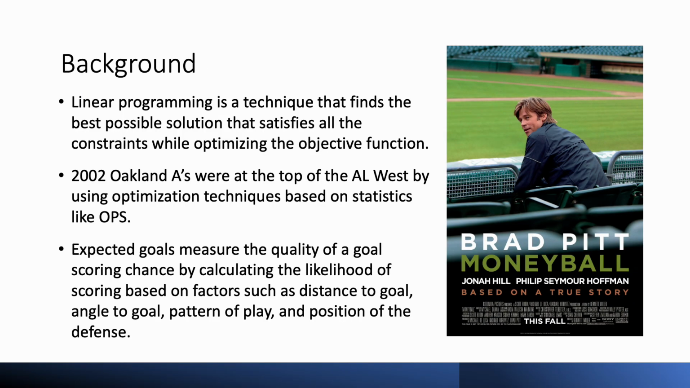Linear programming is an optimization technique that finds the best possible solution that satisfies all the constraints while optimizing an objective function. Using optimization techniques in sports has become increasingly common, and many people are familiar with the story of Moneyball, where the 2002 Oakland A's were at the top of the AL West by using optimization techniques based on statistics like on-base percentage plus slugging percentage.